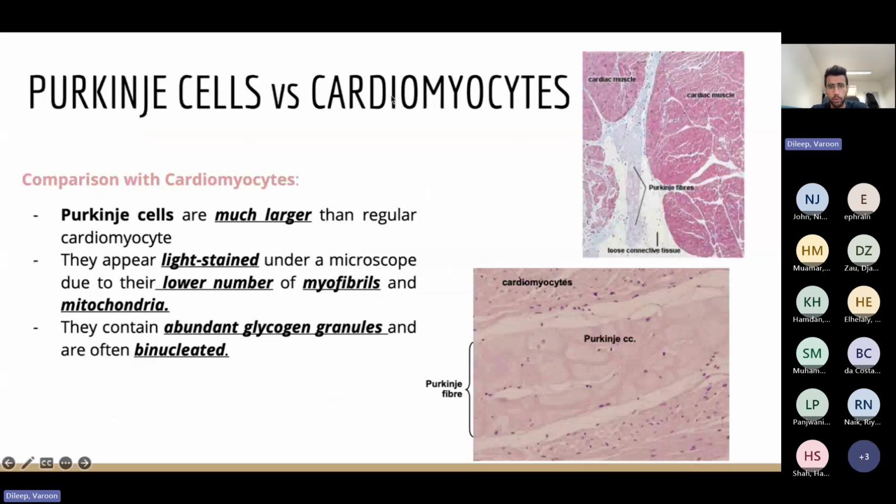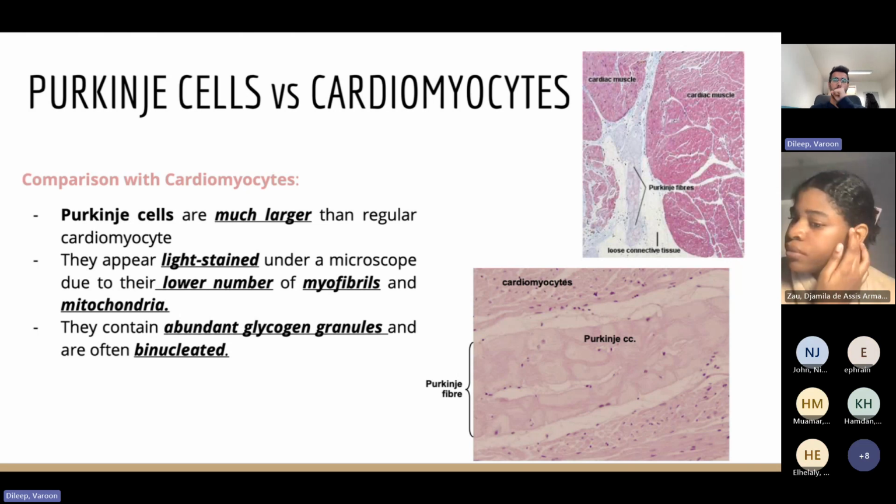When we compare the Purkinje cells with the cardiomyocyte, here you can see the cardiomyocyte and the Purkinje cells. You can see that the Purkinje cells are larger and lighter. Why? Because they have fewer mitochondria and abundant glycogen granules. Some of them are binucleated as well. Here you can see two nuclei, and cardiomyocytes are not. So that was the difference between the Purkinje cells and the cardiomyocytes. Does anyone have any questions about this?